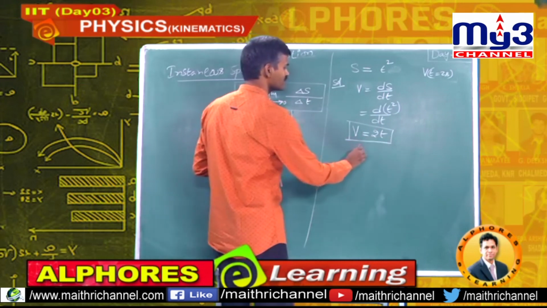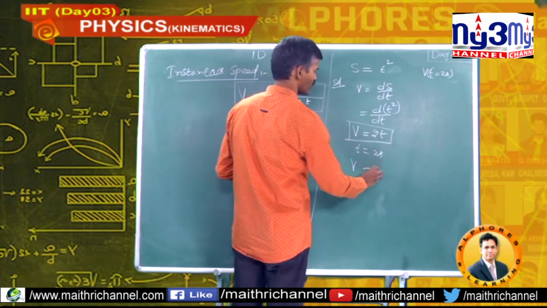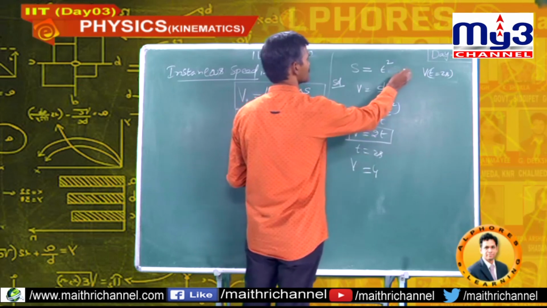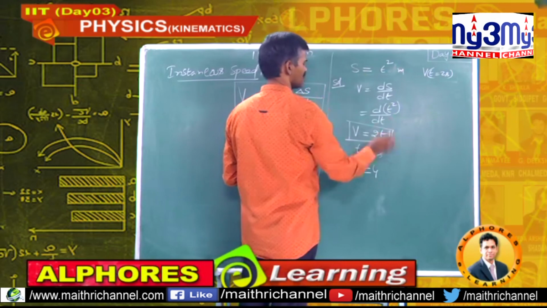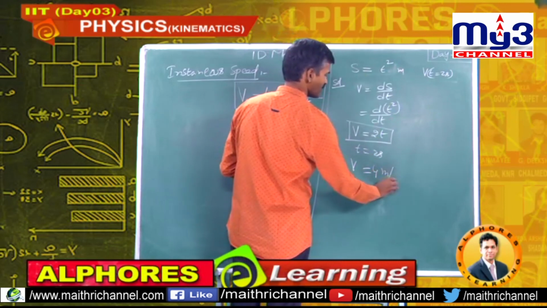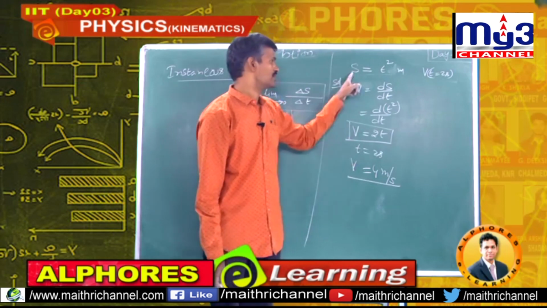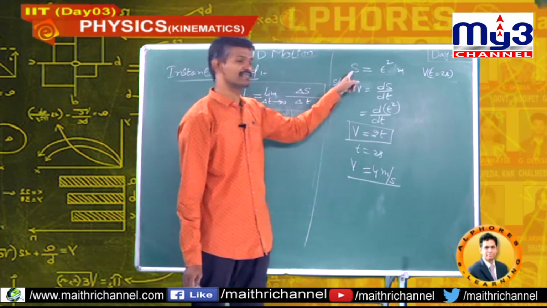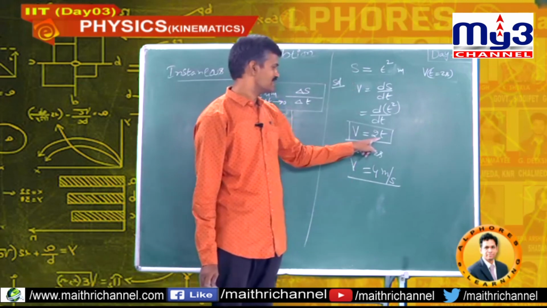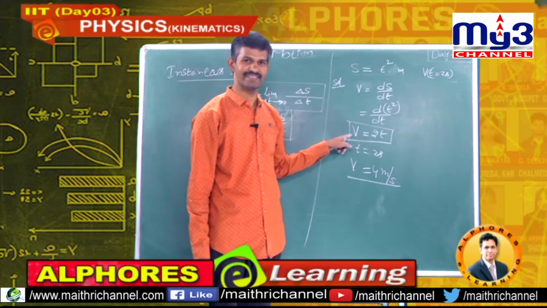So at t equal to 2 seconds, this instantaneous speed is 4 meters per second. If this displacement is in meters, then this instantaneous speed is in meters per second. This is one important example. You can understand what instantaneous speed is with this example. As the time changes, the speed of the particle changes. For different intervals, it has different speeds.